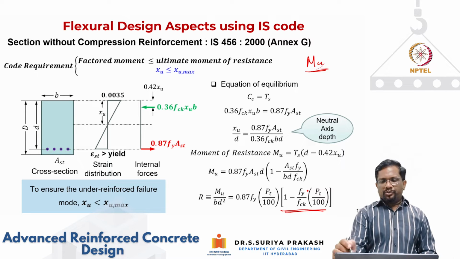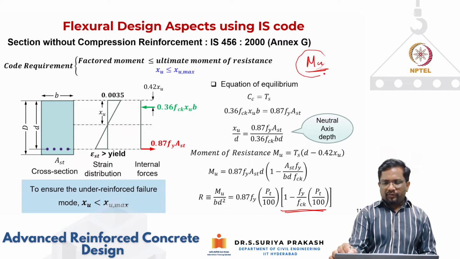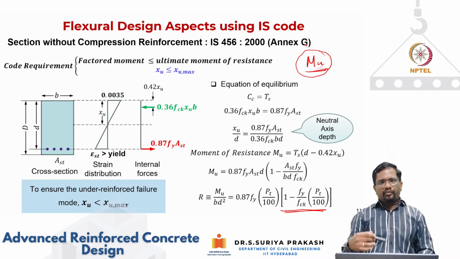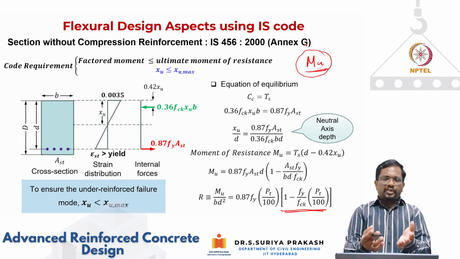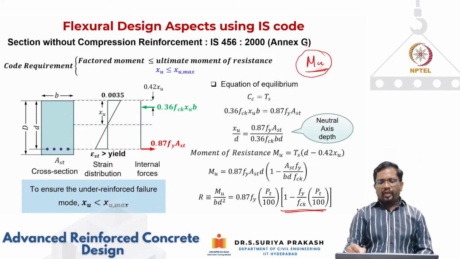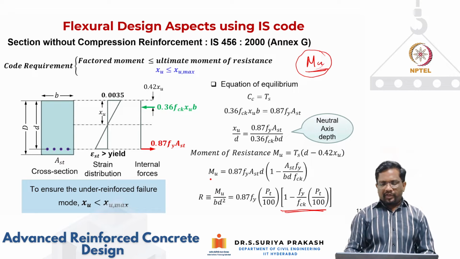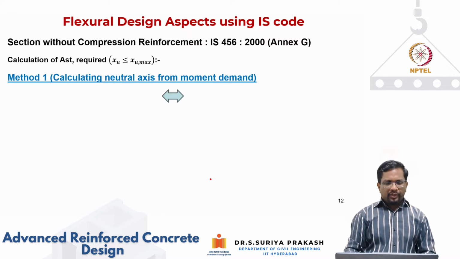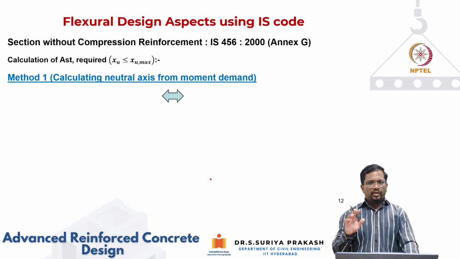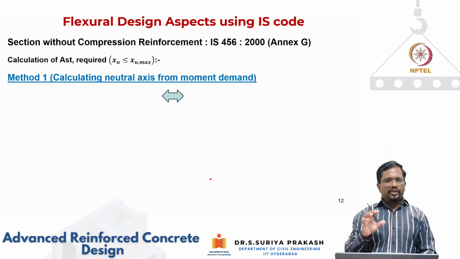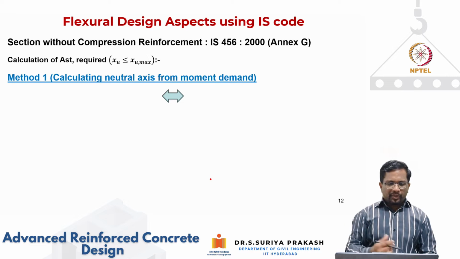Or usually what will happen is the moment from analysis is given to you, and for that you have to design the amount of reinforcement. So Pt can be solved. This is for under-reinforced sections. Pt can be expressed as a quadratic equation, and for a given Mu by bd square, we can directly solve this Pt amount. So there are two ways of calculating the amount of tension steel that is required once the demand is given to you.